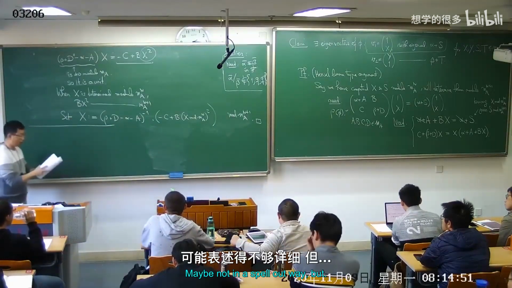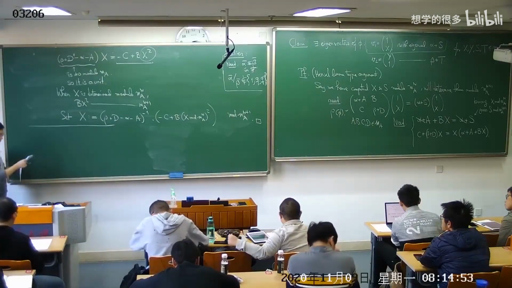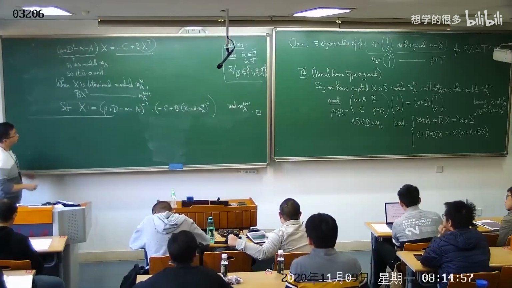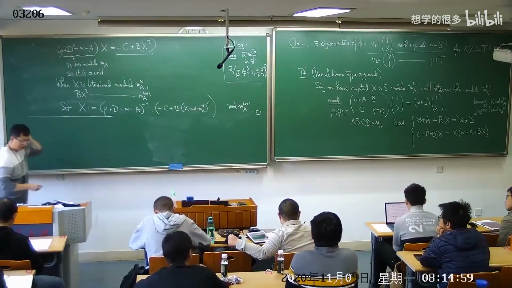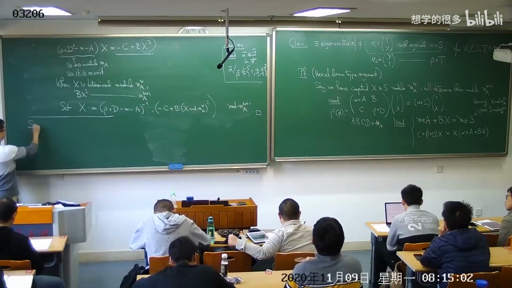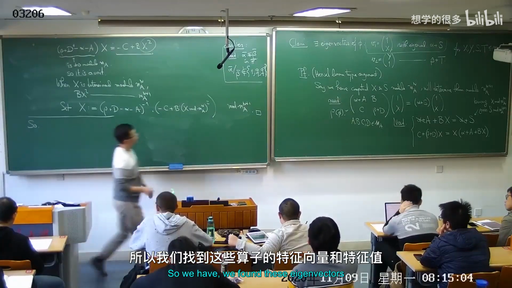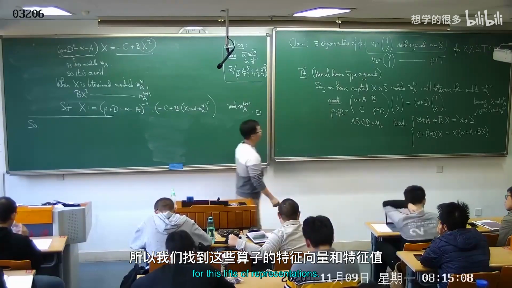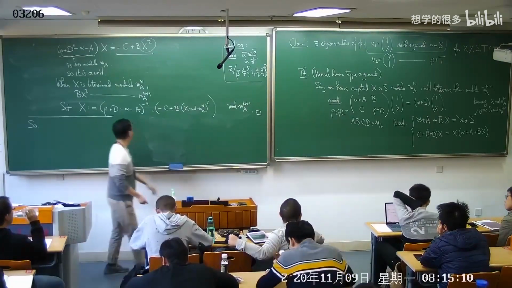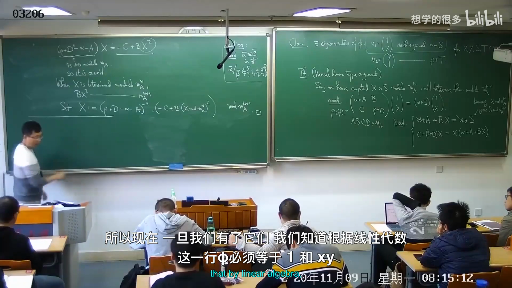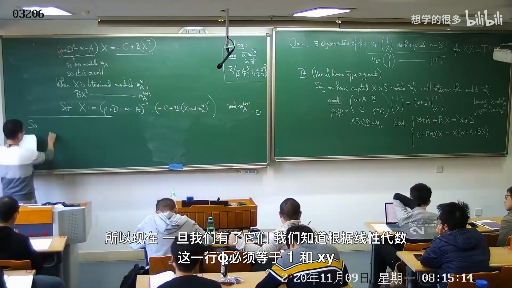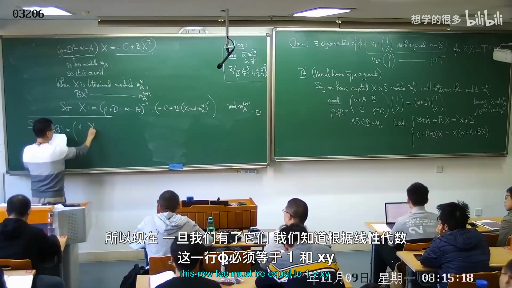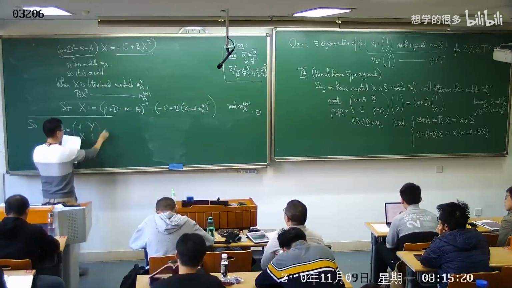Maybe not in a spelled out way, but okay. So we found these eigenvectors and eigenvalues for these lifts of representations. Now, once we have them, we know that by linear algebra, this rho phi must be equal to 1 y, x y.